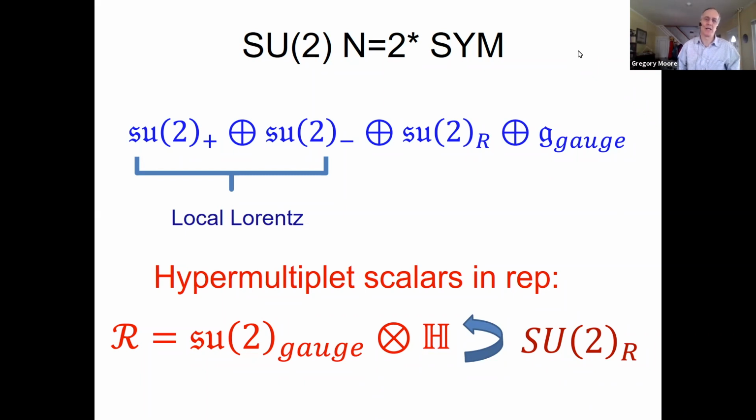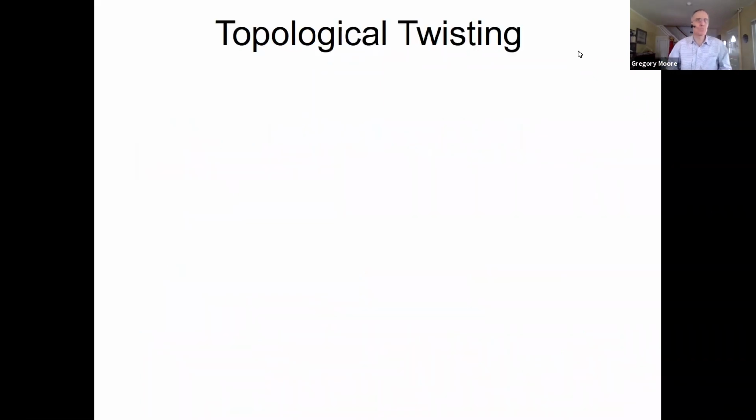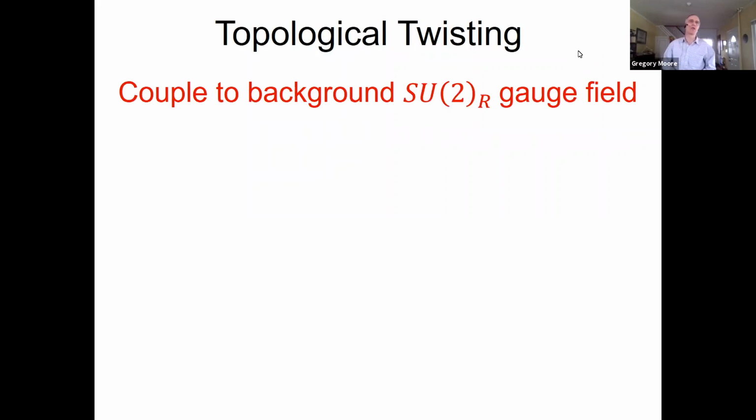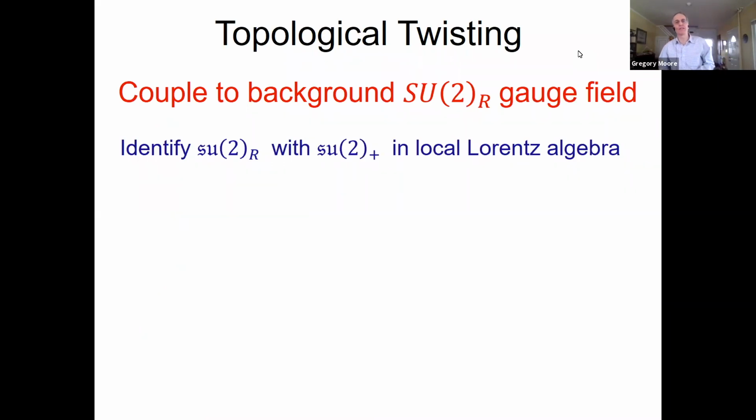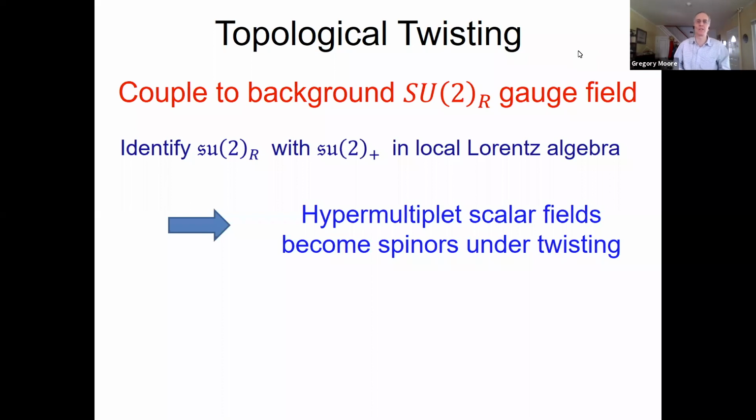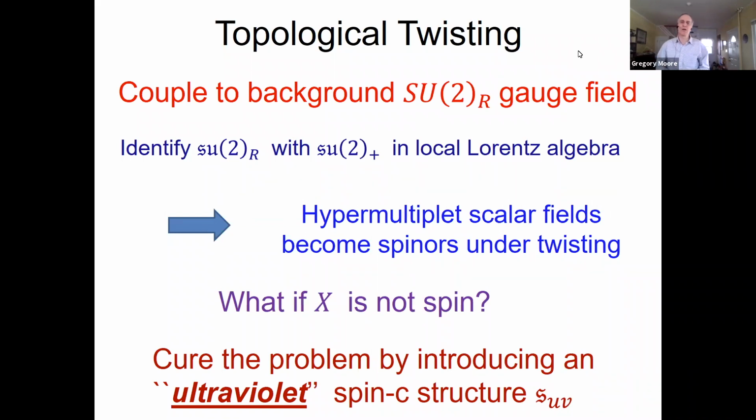So that means that if we assemble the quaternions into a doublet of two complex scalars, it's a doublet of SU2R. That's important because in topological twisting, we couple to a background SU2R gauge field. We do that in such a way that we can identify the SU2R symmetry with the SU2 plus in the local Lorentz algebra. And that means that our hypermultiplet scalar fields become spinors under topological twisting. So that raises the question, what if X is not spin? Well, in this case, you can cure the problem by introducing what I'll call an ultraviolet spin C structure, Gothic s, ultraviolet because we need to introduce this spin C structure just in order to define the topologically twisted theory path integral in the ultraviolet.